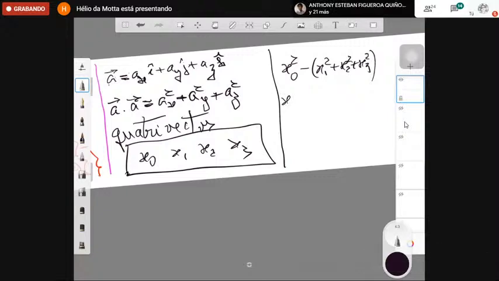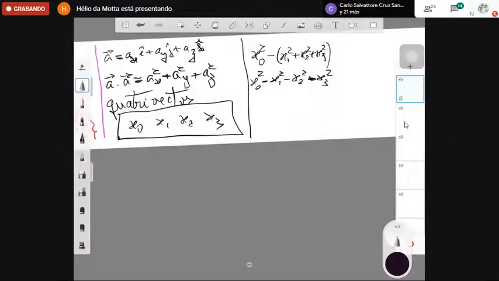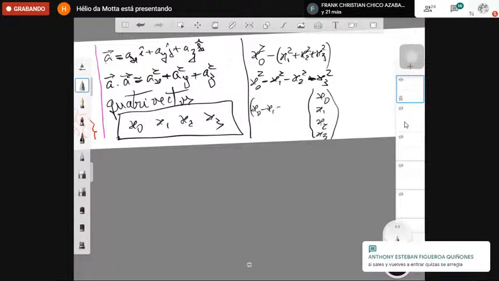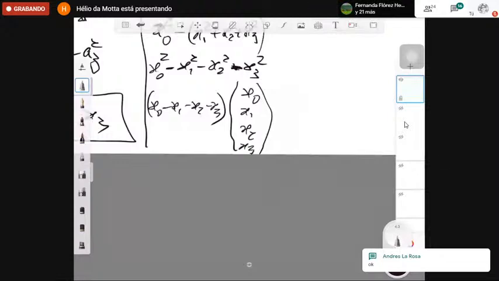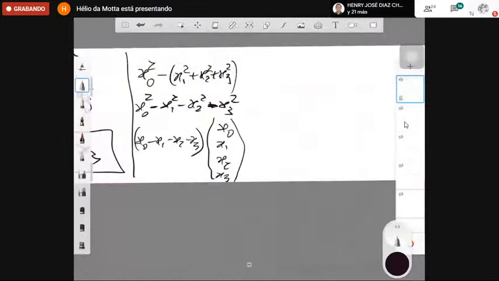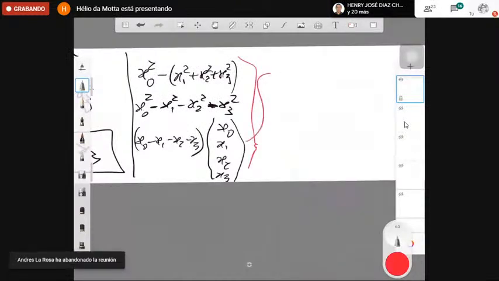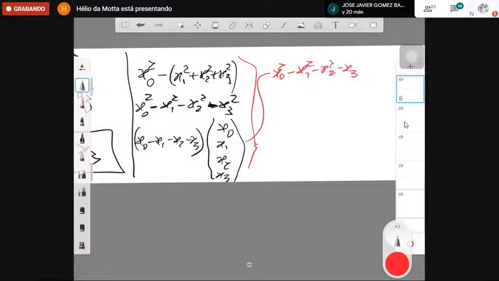If you just open this, it is minus x1 square minus x2 square minus x3 square. So the way to deal with that is what they call covariant and contravariant forms. One would be x0, x1, x2, and x3, and the other one would be x0, minus x1, minus x2, minus x3. When you multiply these two, there is just one line and just one column. When you make this multiplication, like magic, what you have is exactly x0 square minus x1 square minus x2 square minus x3 square. That's exactly what you want.